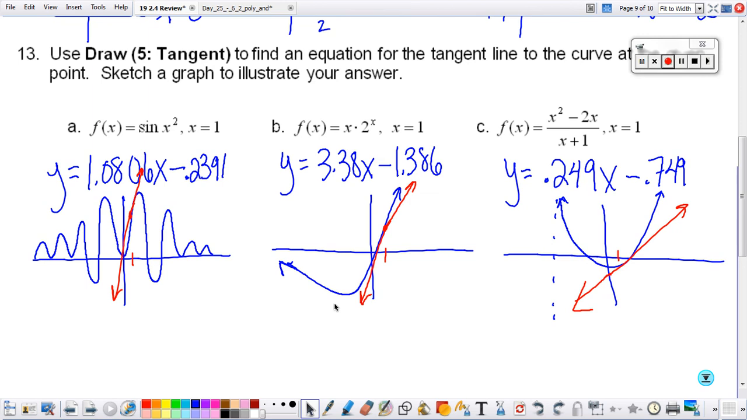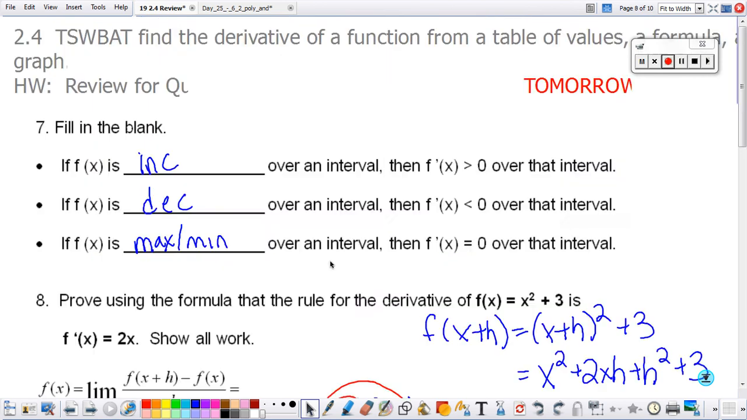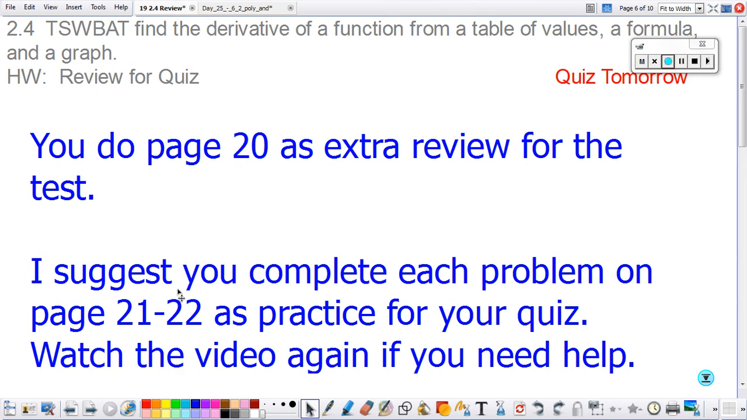Okay, so like I said at the beginning of the video, I suggest you do 21 and 22 as practice for your quiz. I just did them all. You need to take the quiz, so you need to be sure that you can do the problems. You can do page 20 as some extra practice.